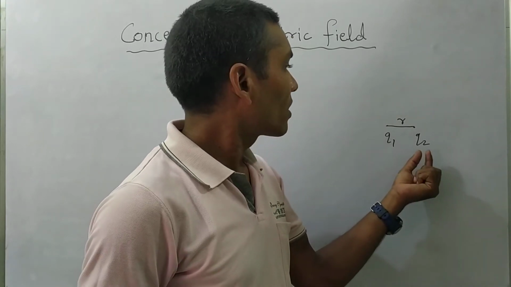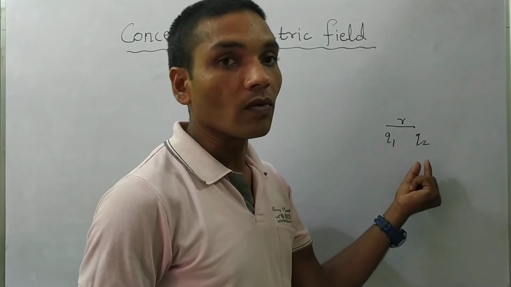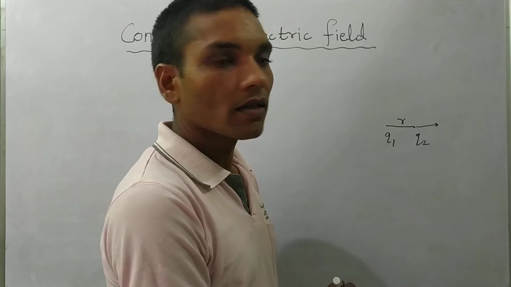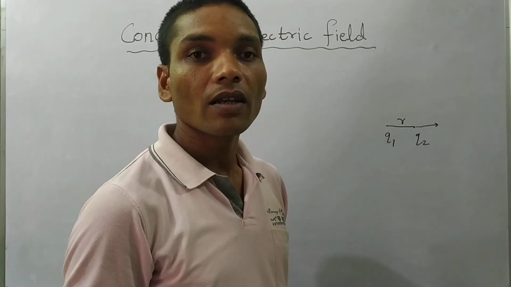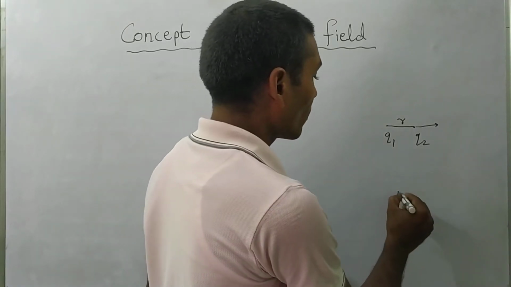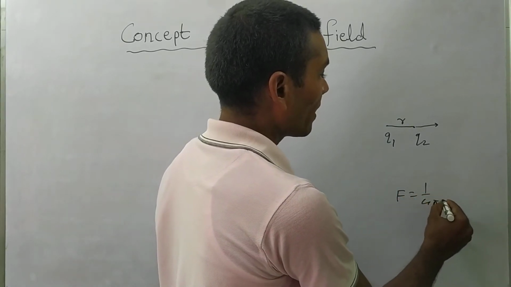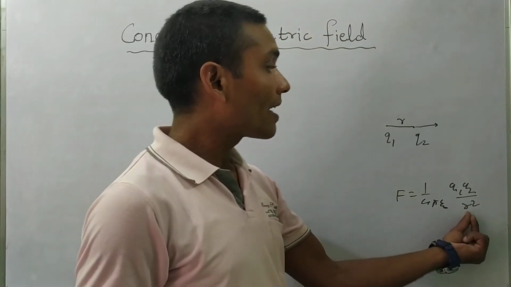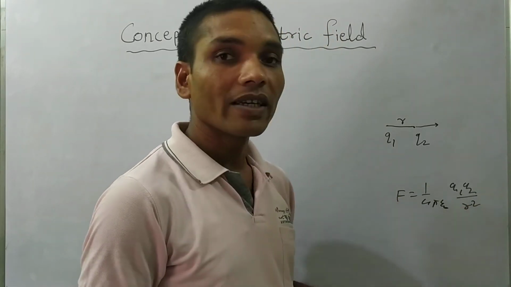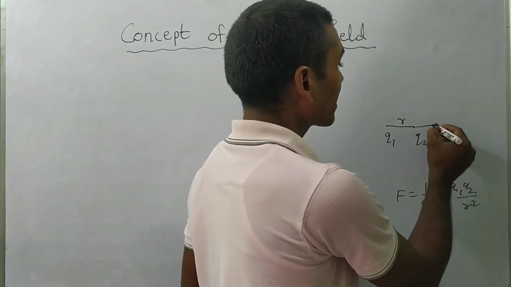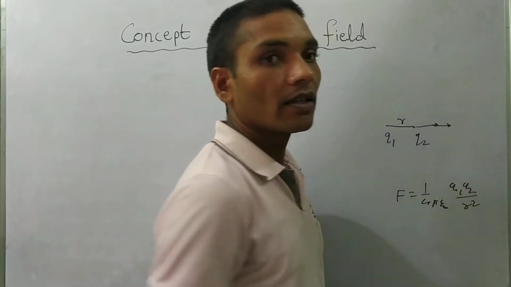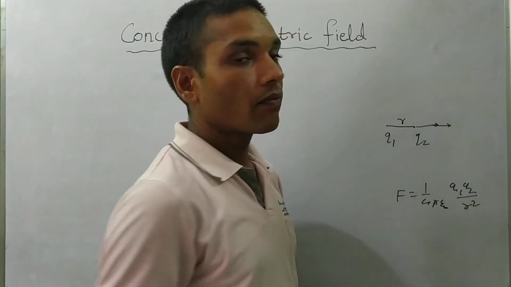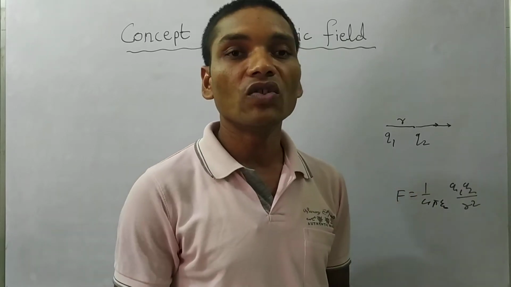Now we have to consider the electrostatic force on Q2. If the distance of Q2 from Q1 is increased, the electrostatic force will decrease, from this formula: F = Q1 Q2 upon 4 pi epsilon naught R squared. If R is increased, F will decrease. Again, if the distance of Q2 is increased, the force will decrease. After some distance, the electrostatic force on Q2 will be 0.